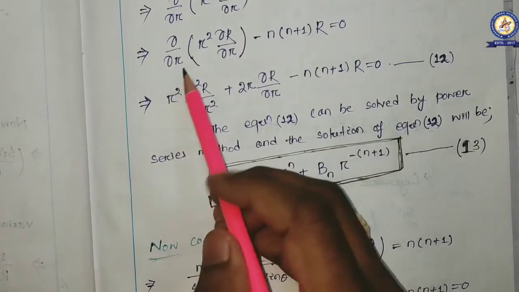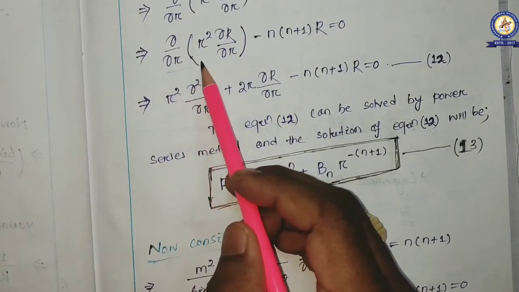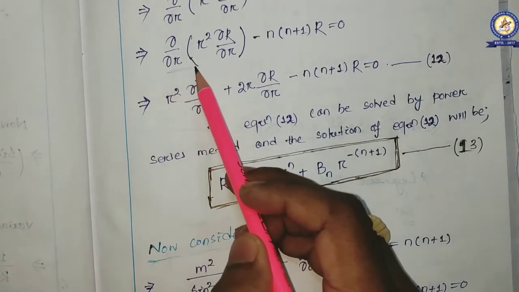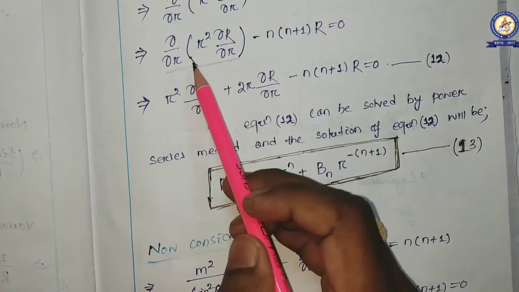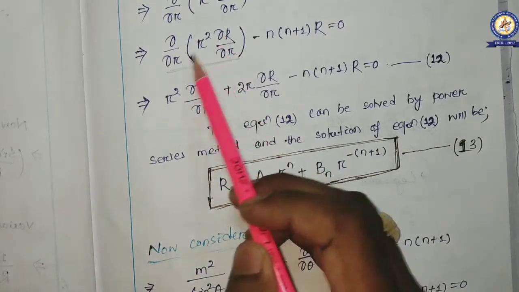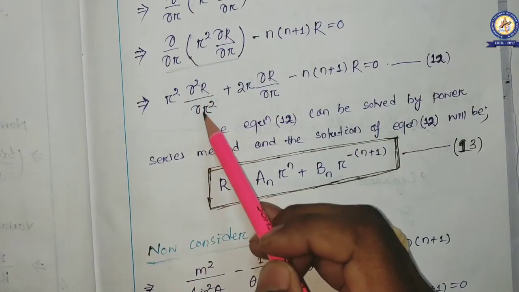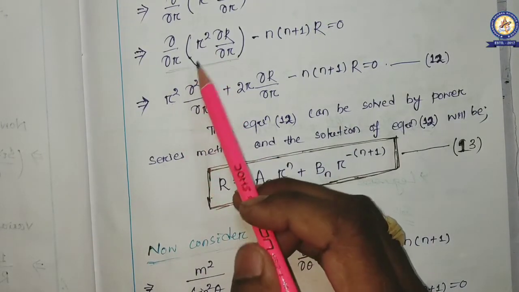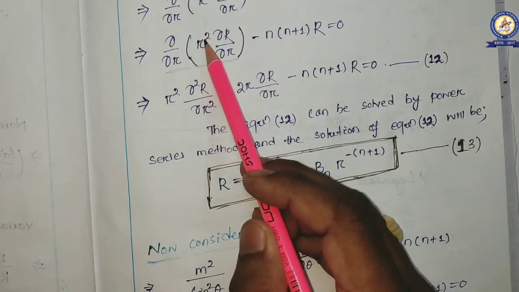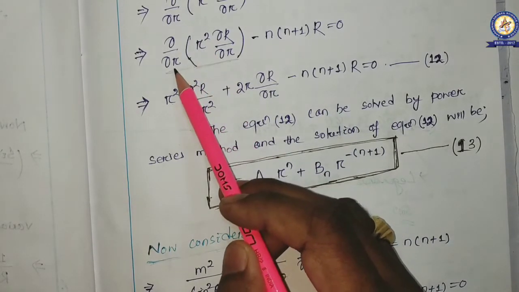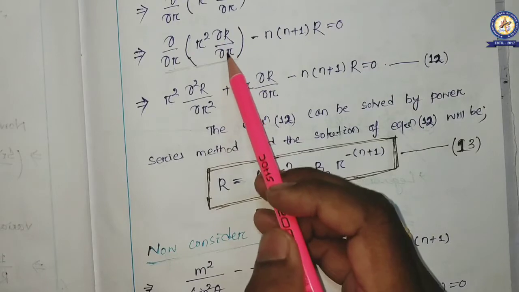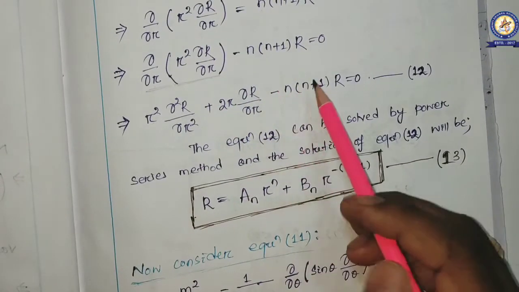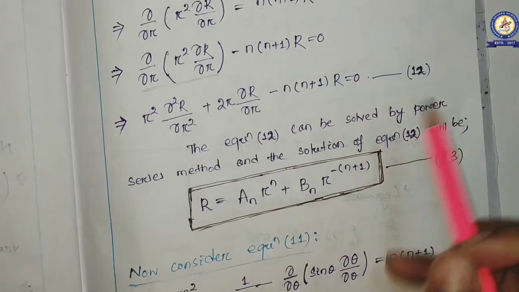That implies you just differentiate the term r square del by del r of capital R with respect to r. By using the product formula, first differentiate the second factor with respect to r; it will be del square by del r square of capital R. R square is here, and whenever r square is differentiated with respect to r, it will be 2r, and del by del r of capital R is written over here, and the remaining term is written as usual, equal to 0. Let this be your equation number 12.